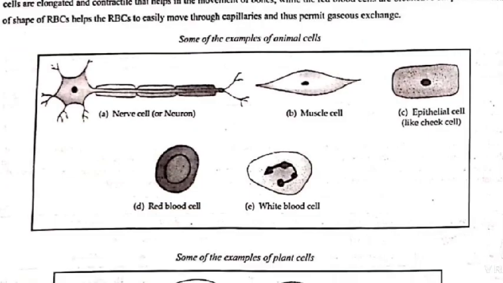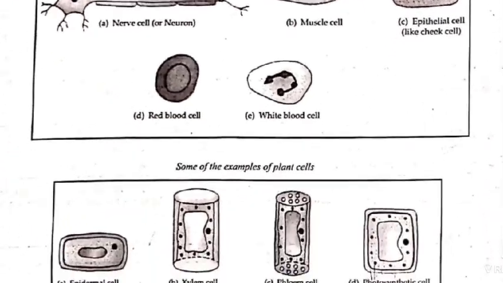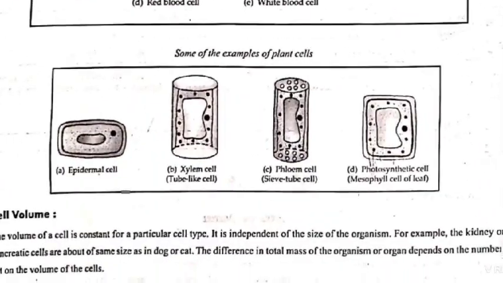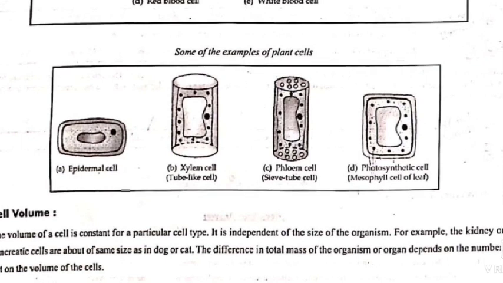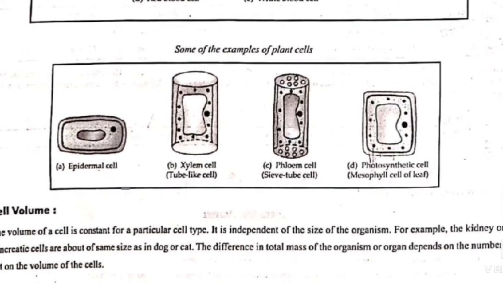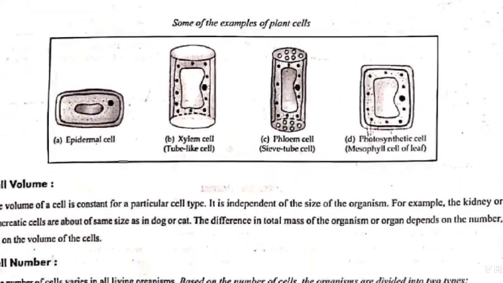Some examples of animal cells: nerve cells or neurons, muscle cells, epithelial cells, red blood cells, and white blood cells. Some examples of plant cells: epidermal cells, the barrel-shaped cells; xylem cells, the tube-like cells; phloem cells, sieve tube cells; and photosynthetic cells, called mesophyll cells of the leaf.